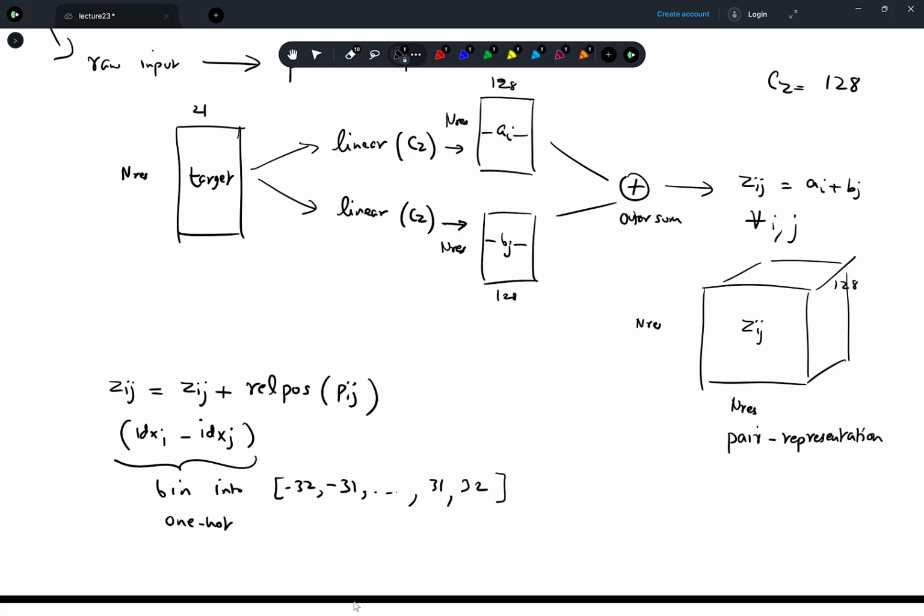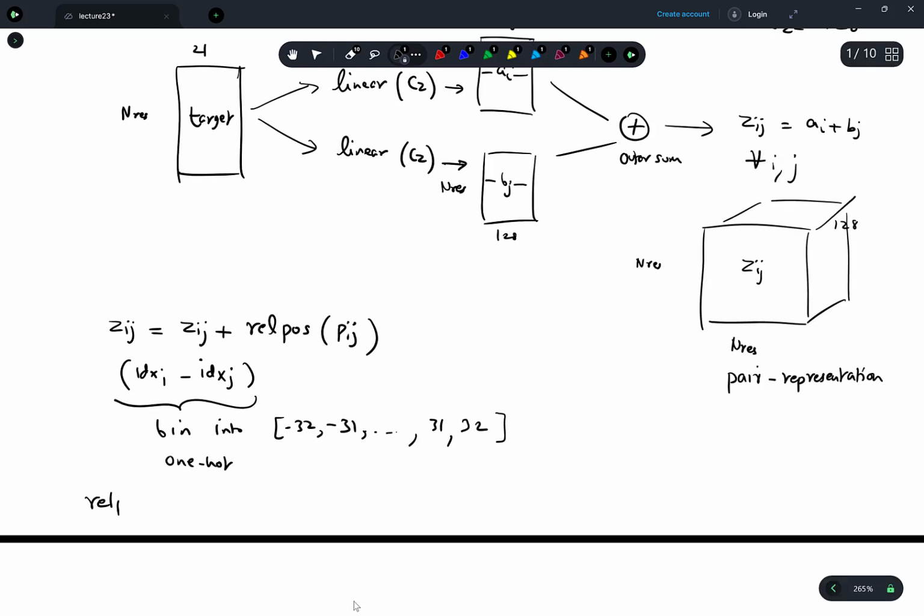So RelPos is simply a linear one hot of Dij, where this is Dij. Okay, that's just the relative position information. This linear will of course project it back to the 128 dimensional space, right? So let me just confirm that relative position.